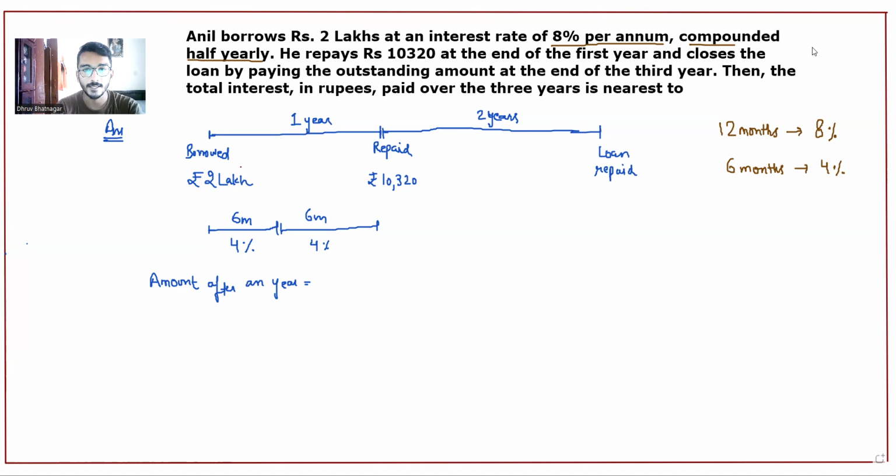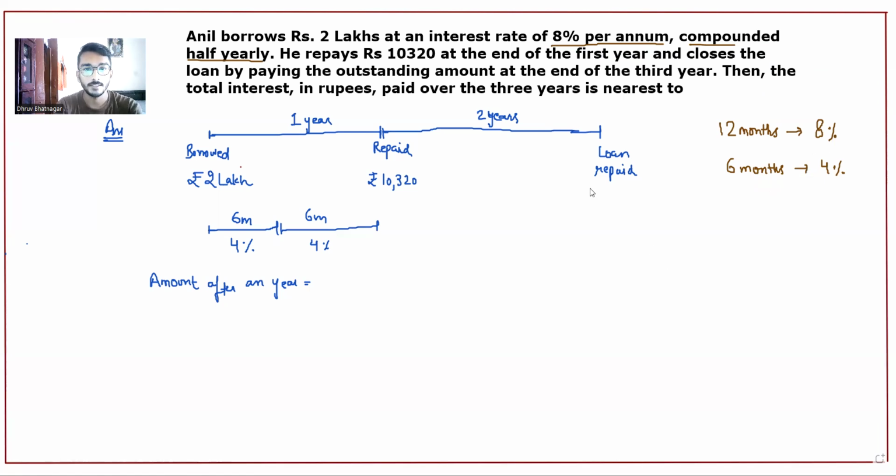made the scenario. What was the question saying? Anil borrows rupees 2 lakh at an interest rate of 8% per annum, compounded half yearly. So he has borrowed 2 lakh rupees, and 8% is the rate of interest, meaning for 12 months it is 8%, and it is compounded half yearly, meaning for every 6 months the rate of interest will be 4%. So I have written the data here.